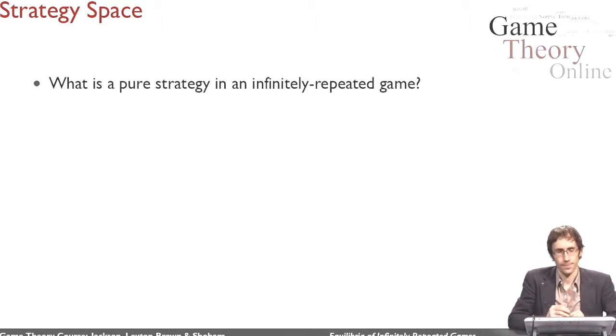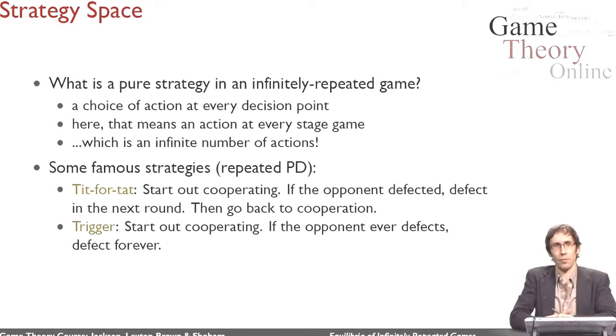Well, in an infinitely repeated game, your strategy is going to be a choice of action at every decision point that you would have, which means an action that you would take at every stage game. And bear in mind that when you take those actions, you actually get to reason about everything that you've seen before in the game, which is to say you can remember all of your own previous actions, and you can also remember all of the actions in previous stage games by the other players. So really your pure strategy space is a mapping from every history to an action choice that you would make.